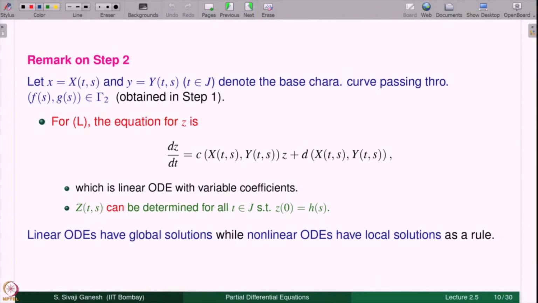Why is that? Because linear ODEs have global solutions, while nonlinear ODEs have local solutions as a rule. Nonlinear ODEs having global solutions is an exception. Linear ODEs will always have a global solution. Global solution means wherever your coefficients are defined. In this case the coefficients are all defined whenever t belongs to J, therefore there is a solution for t belongs to J.